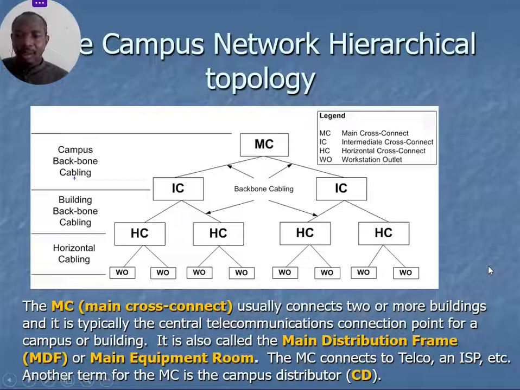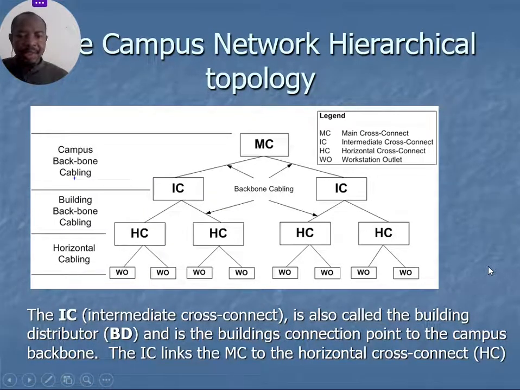Okay, now let's move to the next one. The IC, the intermediate cross connect, is also called the building distributor. Every building has its own distributor, its own overall terminal point. Just like in electricity, we have the main distributor in every home. So the IC is the building distributor, for every single building. The AC is like for floors or for whatever layer. It is the building connection point to the campus backbone. From here, everything goes to the campus backbone using backbone cabling.